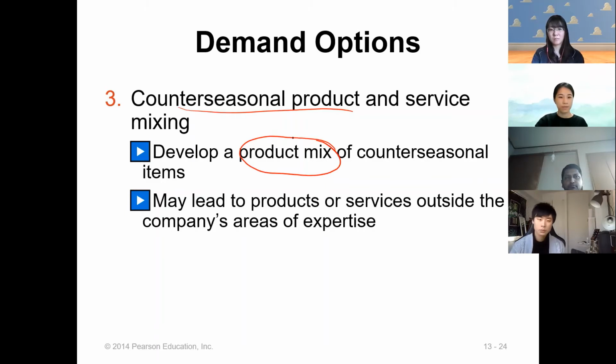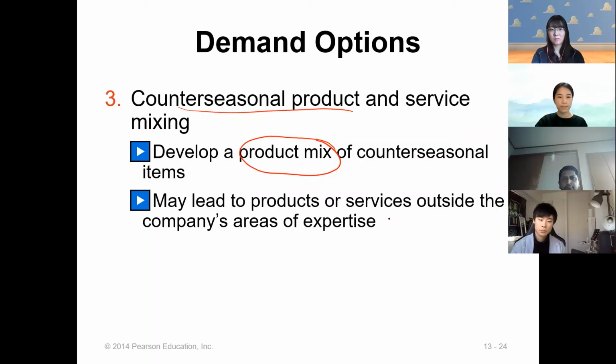Or before Christmas, you have to make a product for the Christmas. Then after Christmas, you produce product for the Chinese New Year. And then after the Chinese New Year, you produce the product for the Ramadan, for the Muslims. So you have a product mix. Okay, if you produce just one product, it will result in your capacity being underutilized. That's going to be one of the risks.